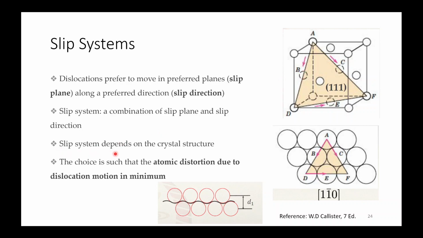A slip system depends on the crystal structure. For a particular crystal structure, you will have a specific slip system. The choice is such that the atomic distortion due to dislocation motion is minimum. So in this case, the planar distance will be the lowest, so that it encounters less of a valley-type structure, and it can move smoothly.